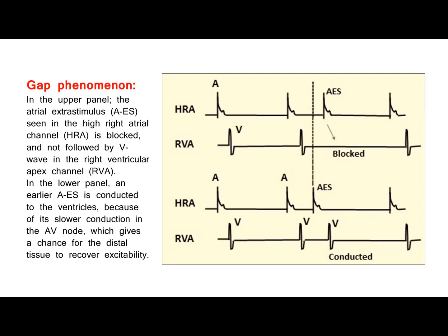Gap phenomenon. In the upper panel, the atrial extrastimulus, AES, seen in the high right atrial channel, HRA, is blocked, and not followed by V-wave in the right ventricular apex channel, RVA. In the lower panel, an earlier AES is conducted to the ventricles, because of its slower conduction in the AV node, which gives a chance for the distal tissue to recover excitability.